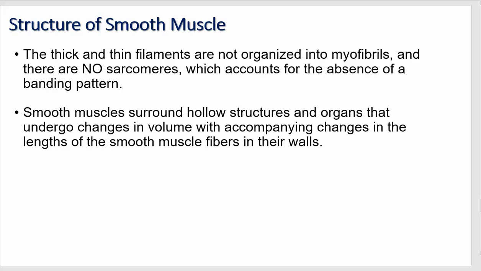Okay. So in smooth muscle, thick and thin filaments are not organized into nicely organized myofibrils. There are no sarcomeres, so you don't have the banding that you saw with skeletal muscle. It's not organized in that way. They surround hollow structures and organs that undergo changes in volume, with accompanying changes in the lengths of the smooth muscle fibers in their walls. So the intestines, the stomach has smooth muscle around it. Your esophagus, when you swallow, smooth muscle. Your bladder, detrusor muscle, smooth muscle. That's what we mean by these hollow organs, and of course blood vessels.